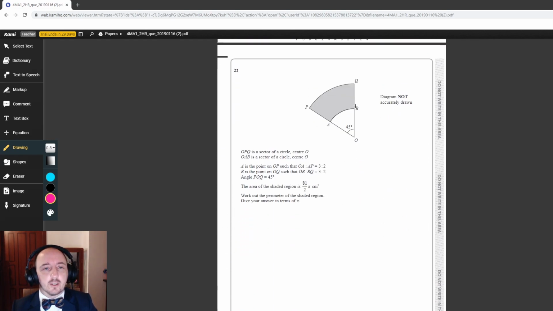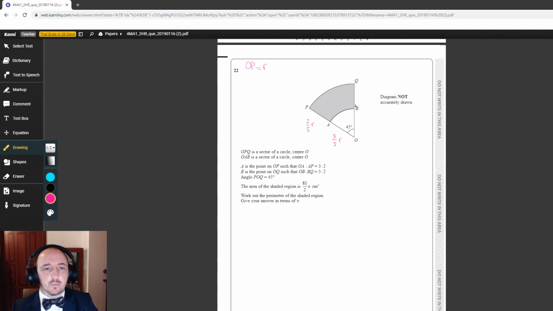Question 22 is also very tricky, lots of this one. We've got a sector of a circle, and the distances between these are in a ratio. So if we say that from 0 to P is r, then OA is 3/5 of r, and A to P is 2/5 r. And that's the same on this side as well.